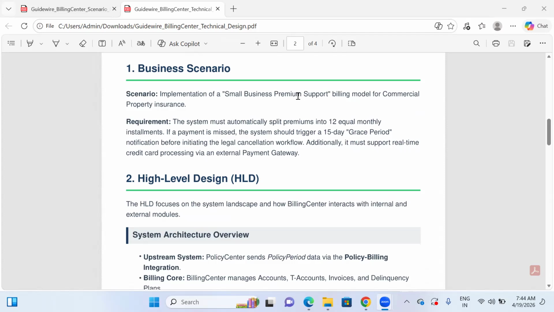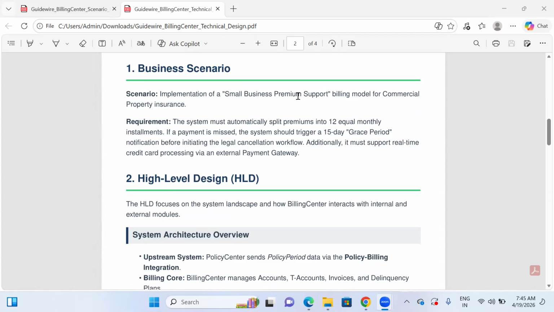But here is a particular requirement we should understand: when a payment is missed. For example, the customer has paid every month for 3-4 months consecutively without any delay. Unfortunately, in the fifth or sixth month he missed the payment. Now, the system should trigger a 15-day grace period notification before initiating the legal cancellation workflow. That is the scenario. It means we have to provide 15 days of grace period. Within 15 days, he has to pay the payment. Else, the cancellation process has to be initiated, right? So that was the point.